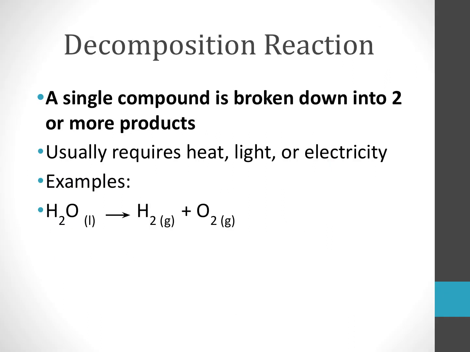The second type of reaction we'll learn about today is decomposition. Decomposition has the word decompose in it. What does decompose mean? To break down. So decomposition reactions are exactly the opposite of synthesis. This time you start with a single reactant and it gets broken down into 2 or more products. These reactions typically don't happen on their own, so usually they need some sort of catalyst like heat, light, or electricity. An example of a decomposition reaction is water breaks down into hydrogen and oxygen.